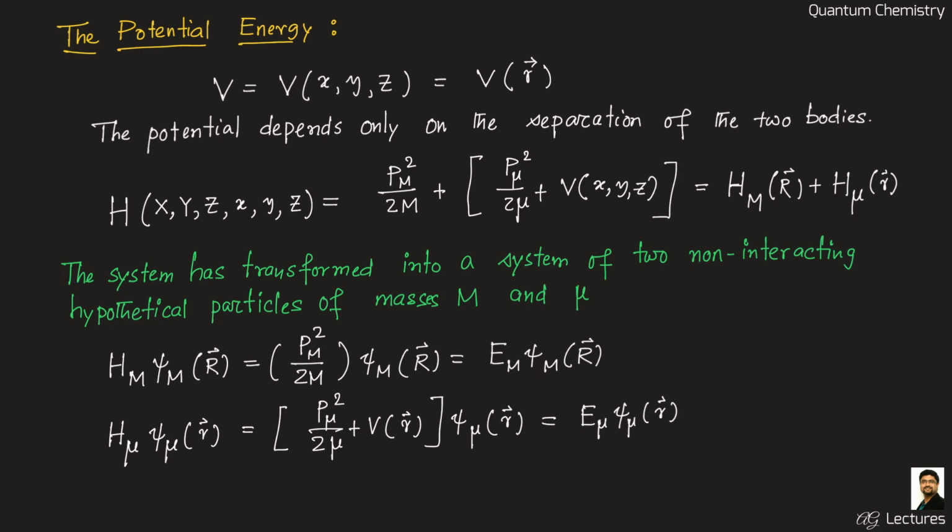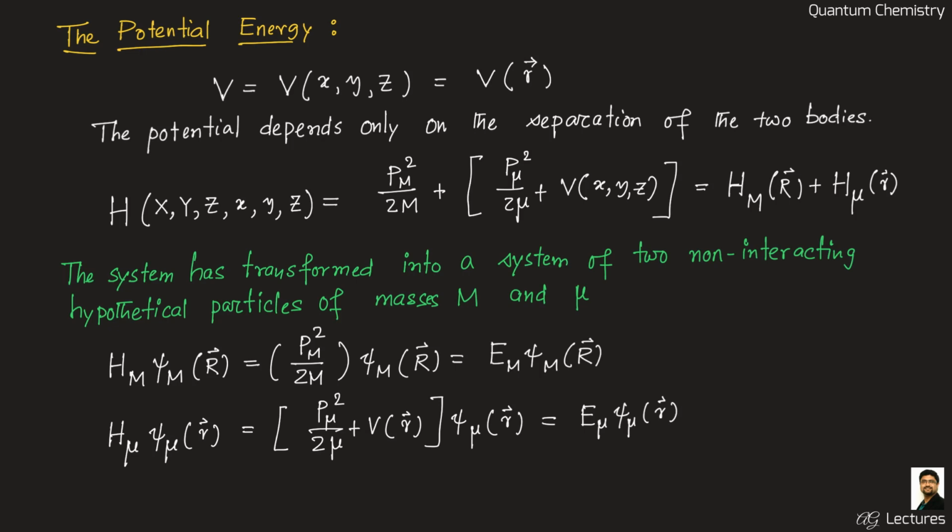turns out to be a system where there are two hypothetical particles, one having mass capital M, another having mass mu. They are coexisting. And we know that if that happens, then we can have two independent sets of Schrodinger equations, right? One involving H capital M, another involving H mu, and we can solve them this way. So we have the energies, E capital M, that is the energy of the hypothetical particle of mass capital M, and similarly the energy E mu for the particle mu.